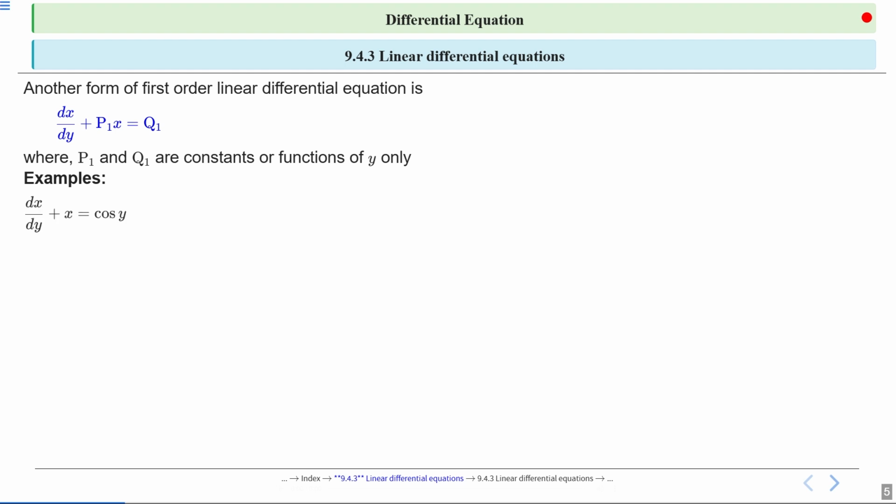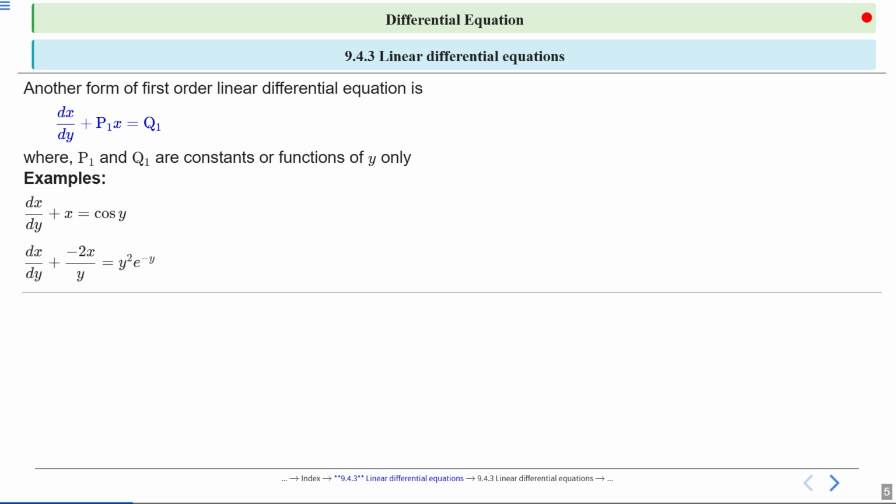For example, the first example is dx/dy + x = cos y. When we compare it with the general form, P1 is 1 and Q1 is cos y. So P1 is a constant and cos y, the value of Q1, is a function of y only. So this differential equation is a first order linear differential equation of the form dx/dy + P1x = Q1.